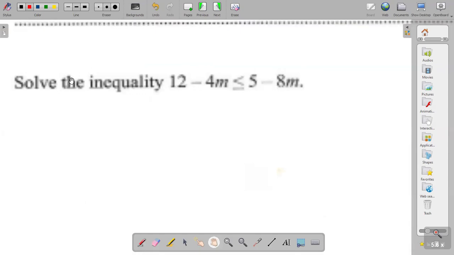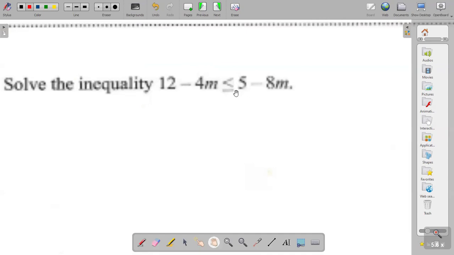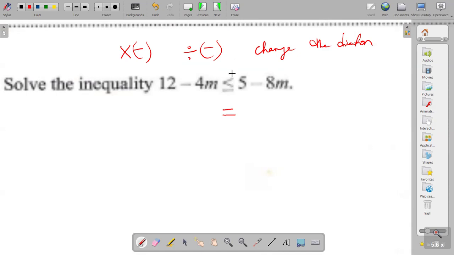Solve the inequality. Solving the inequality is the exact same thing as solving an equation, except it has this sign here, the less than or greater than sign. What you should know is that if you end up at any point multiplying by a negative number or dividing by a negative number to transpose, you have to change the direction of the sign. Change the direction of the sign. That's the only difference between solving an inequality and an equation. Please know an equation is something that has an equal sign. An inequality is an equation that has an inequality sign, okay?